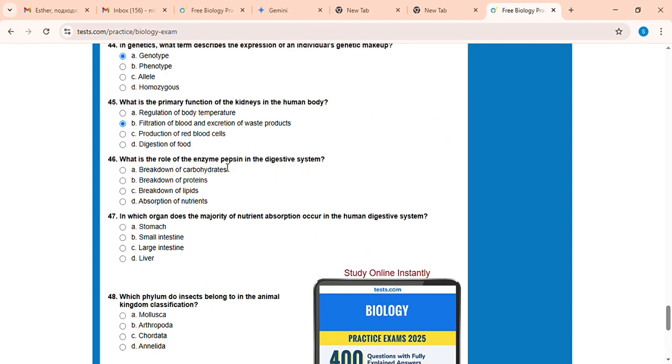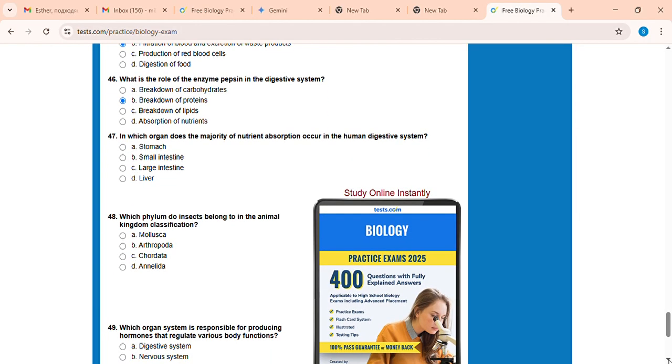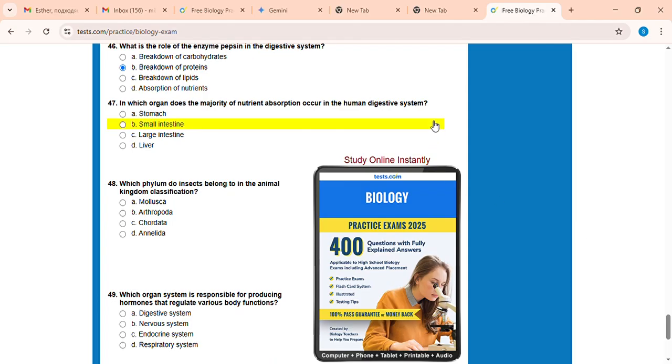What is the role of the enzyme pepsin? Pepsin, in active form, should be protein breakdown. Oh, I hope I'm correct. In which organ does the majority of nutrient absorption occur? Once I have food in my mouth to my stomach, the stomach breaks it down, and I think it's the small intestine, the beginning part, duodenum. Am I correct? Duodenum, jejunum, ileum. I need to check that again.